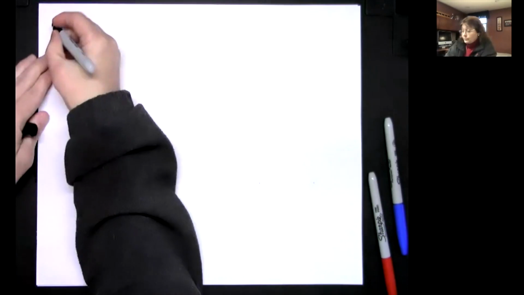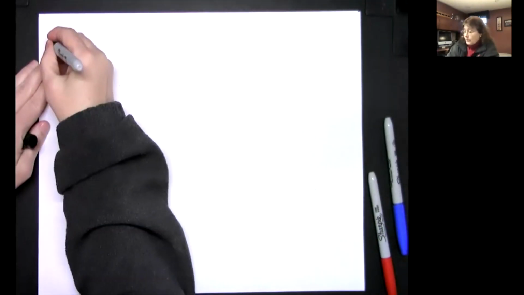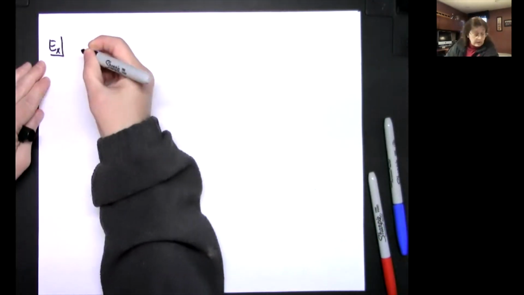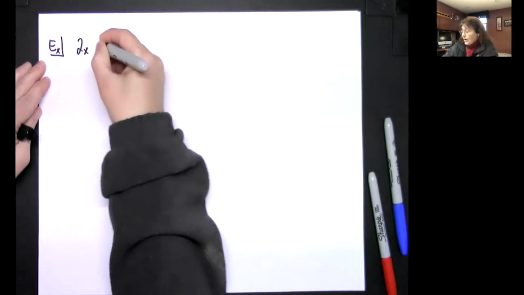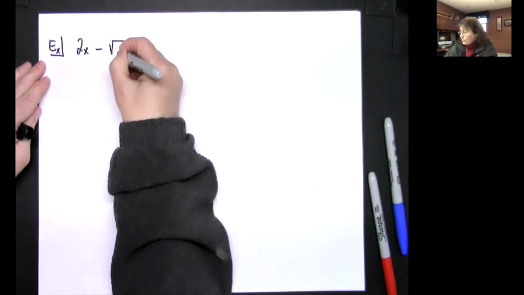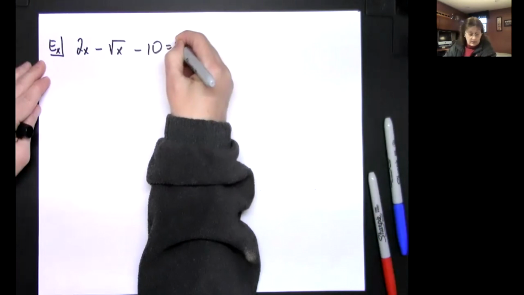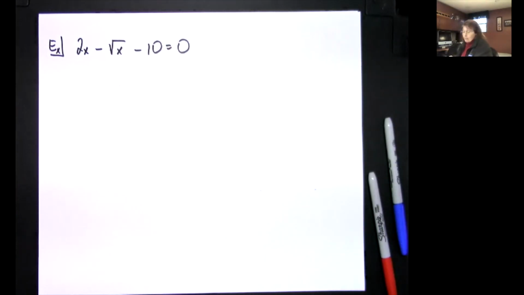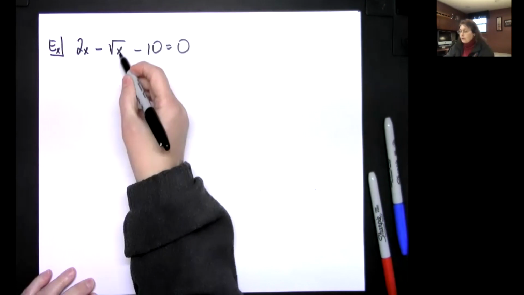Okay, so let's pull it down just a little bit. Let's suppose you had something that looked like 2x minus the square root of x minus 10 is equal to 0. Now that, right at first glance, may not look like a quadratic form at all because you've got the square root of x.